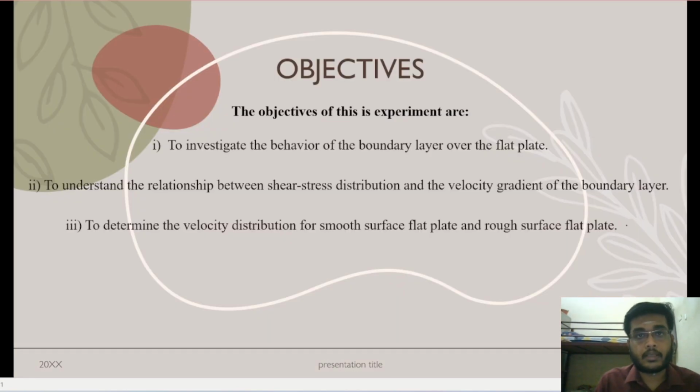So let us come back to our experiment. There are several objectives that we would like to achieve in this experiment. The objectives are to investigate the behavior of the boundary layer over the flat plate, to understand the relationship between shear stress distribution and the velocity gradient of the boundary layer, and finally to determine the velocity distribution for a smooth surface plate and a rough surface flat plate. So our idea basically revolves around the roughness of flat plates.